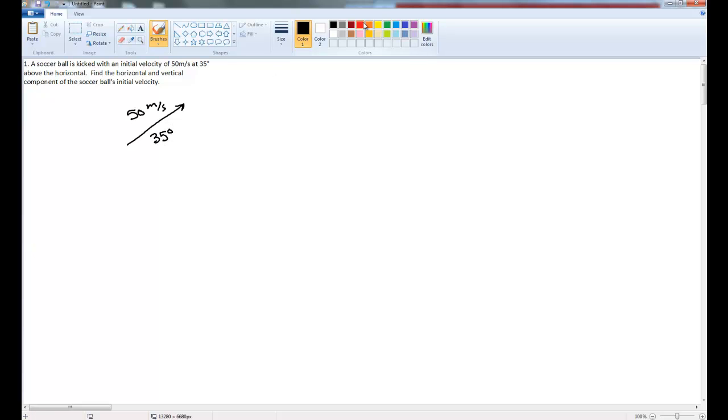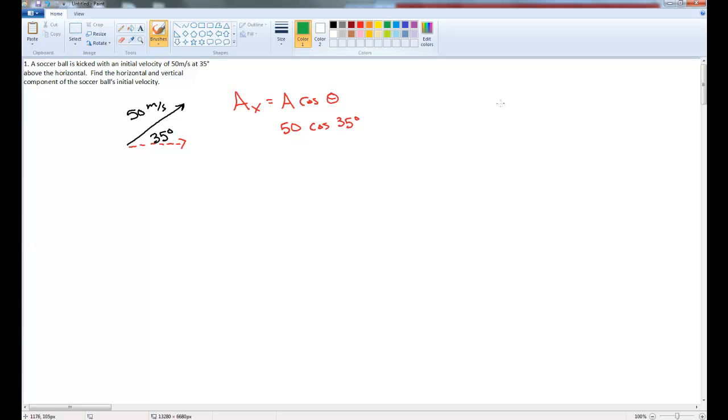And I'm asking you to find the horizontal component. In order to find the horizontal, you need to multiply the initial times the cosine of the angle. So that's going to be 50 times cosine of 35 degrees, and that should give you your horizontal component.